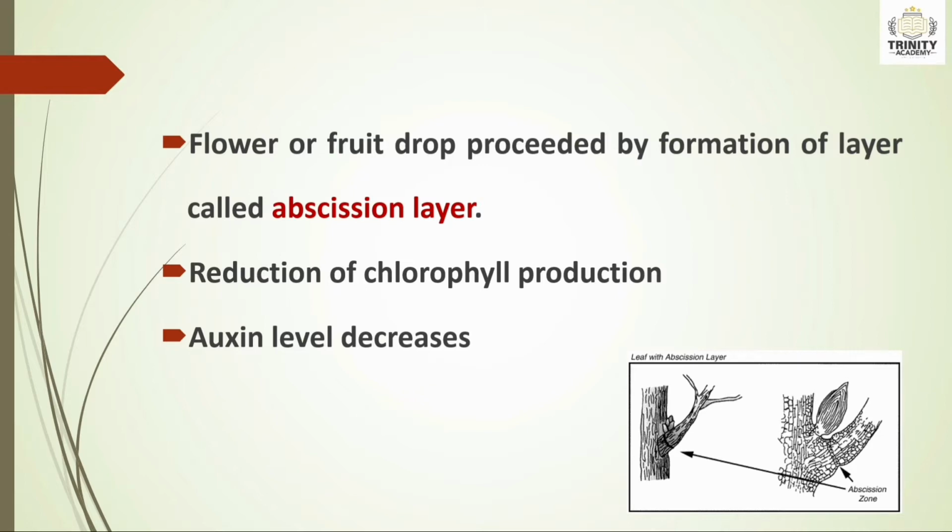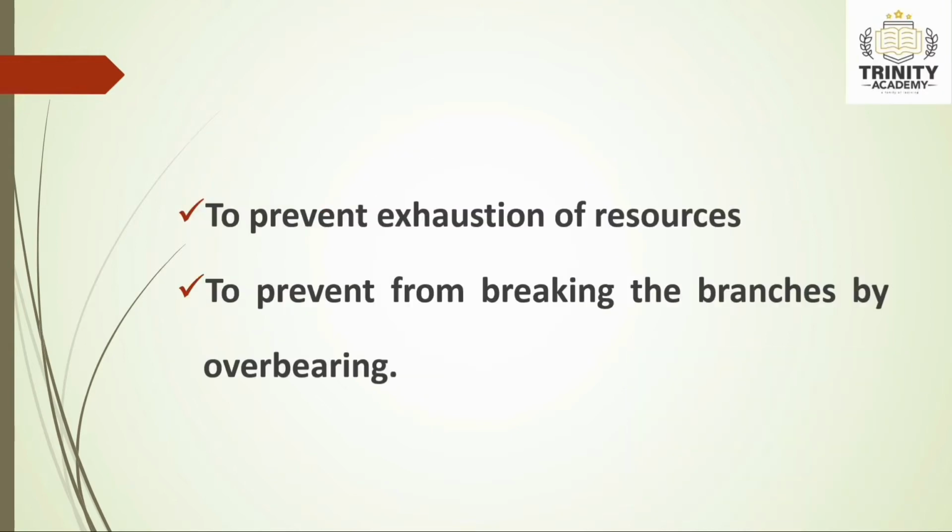Why this layer is formed? Reduction in chlorophyll production due to decreased sunlight in the autumn season, and the plant growth hormone called auxin level decreases. In addition to this, ethylene also plays an important role. Fruit drop has both advantage and disadvantage. The advantage is it prevents exhaustion of resources and it prevents from breaking the branches by overbearing. The disadvantage is farmers may face financial loss.